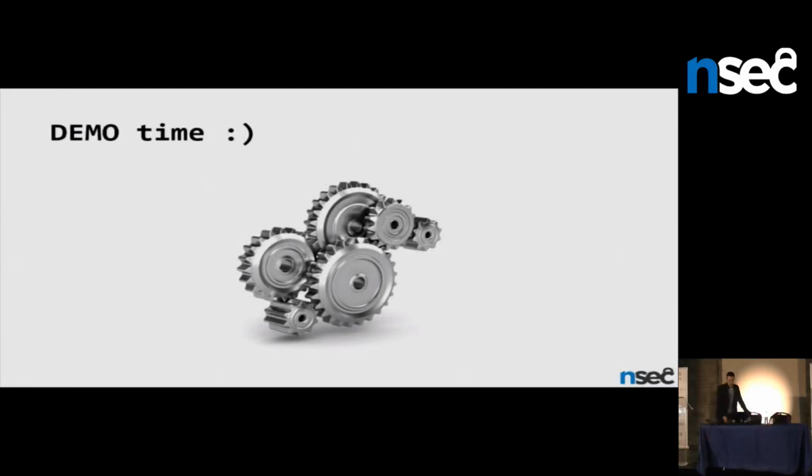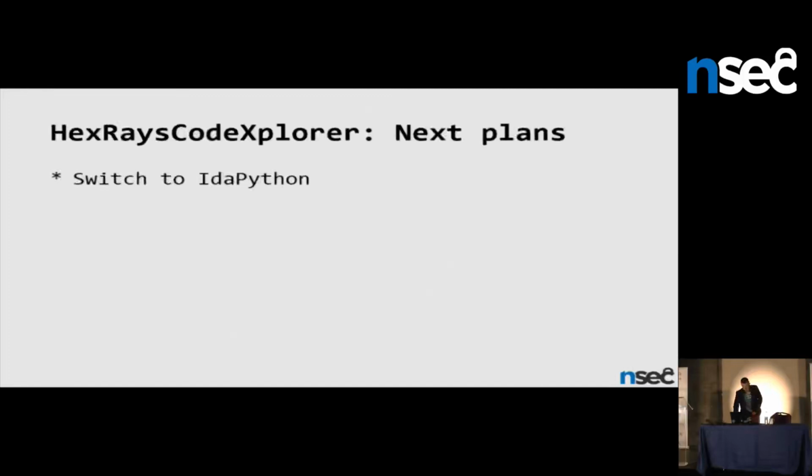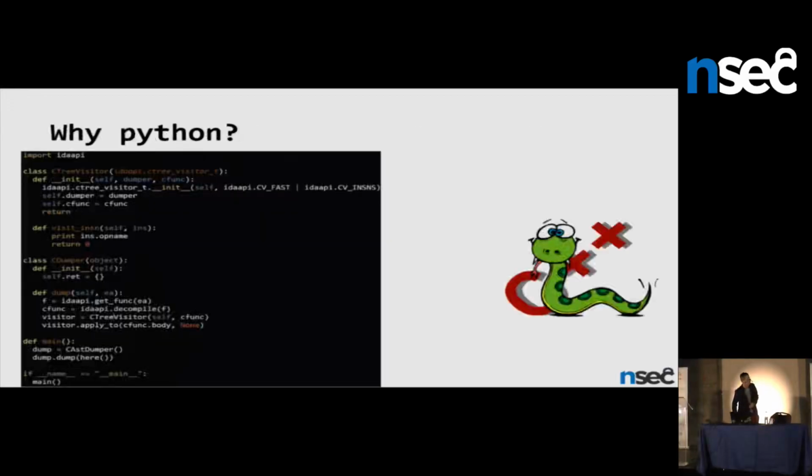Okay, let's go on. And just to wrap up the presentation, I would like to say a few words about the next plans for the project. We are going to switch to IDA Python, because right now the plugin is developed in C++, and when we started to work on the plugin, there was no IDA Python interface. So we did everything in C++. But why Python? Because its interface now is more consistent.